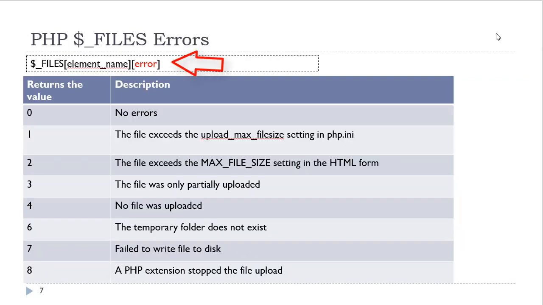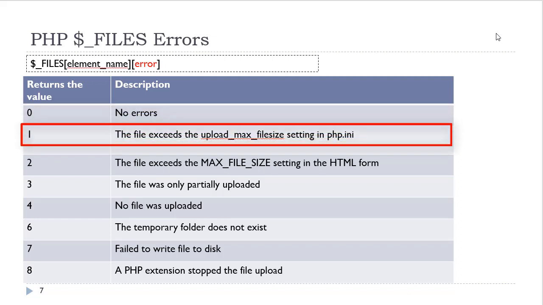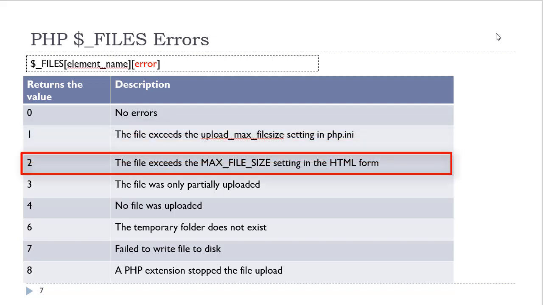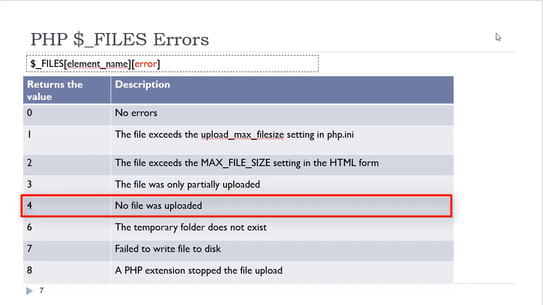So here is the expression, $_FILES, the name of the element, and the error attribute. If that expression returns the value of 0, it means there are no errors. If it returns the value of 1, it means the file exceeds the max file size setting in the php.ini file. If it returns the value of 2, it means it exceeds the max file size setting in the HTML form. If it returns the value of 3, it means the file was only partially uploaded. 4, no file was uploaded.